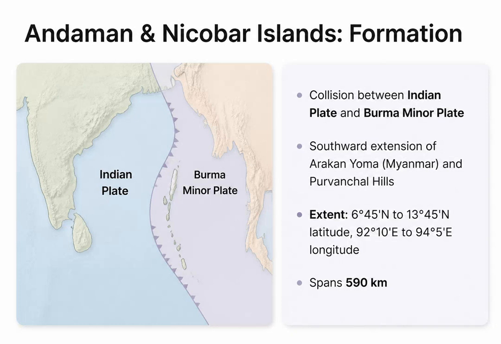Focusing first on the Andaman and Nicobar Islands, these were formed by the tectonic collision between the Indian Plate and the Burma Minor Plate, which is a part of the larger Eurasian Plate. Geologically, these islands are actually the submerged southward extension of the Arakan-Yoma mountain range in Myanmar, which itself extends from India's Purvanchal Hills. The archipelago spans a massive 590 kilometers, stretching from roughly 6 to 13 degrees north latitude.